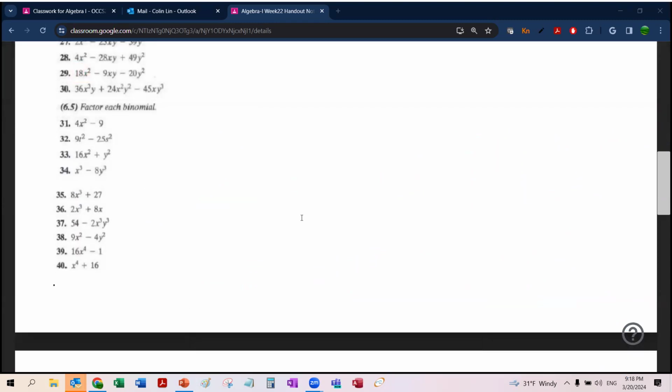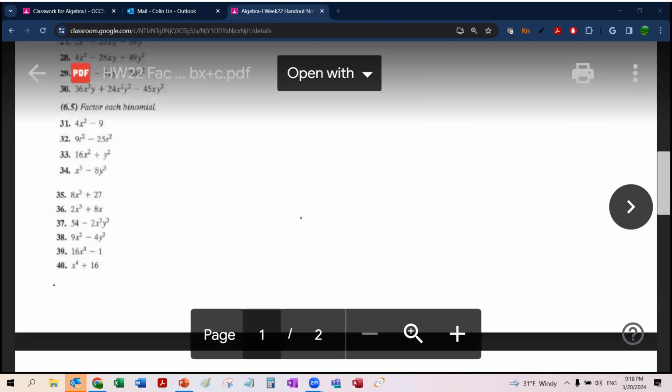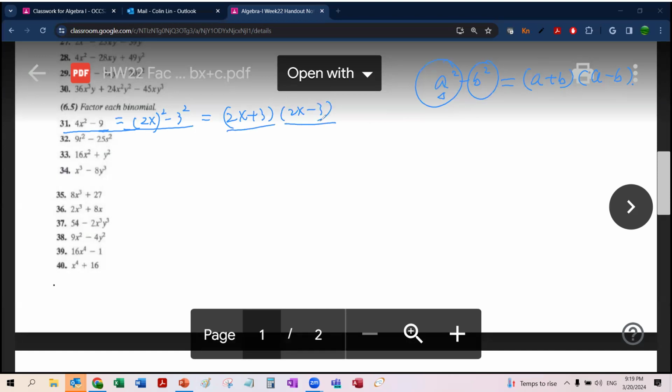31. 31 has two terms. Binomial, only two terms. Okay, so we can see this part. We can transform this one into 2x squared minus 3 squared, right? So the methodology we learned before is a squared minus b squared. If this term is some term squared and this one is a second term squared, we can factor into a plus b, a minus b, right? That's it. Let's follow the process. So 2x plus 3, 2x minus 3. That's two of them, right?